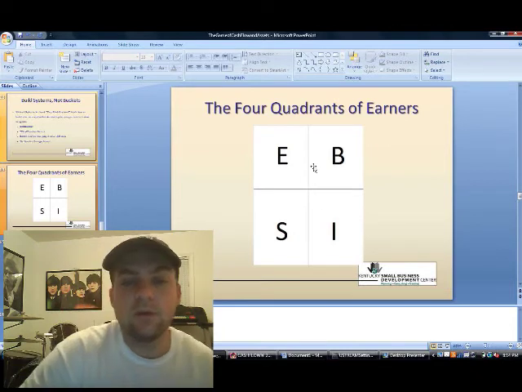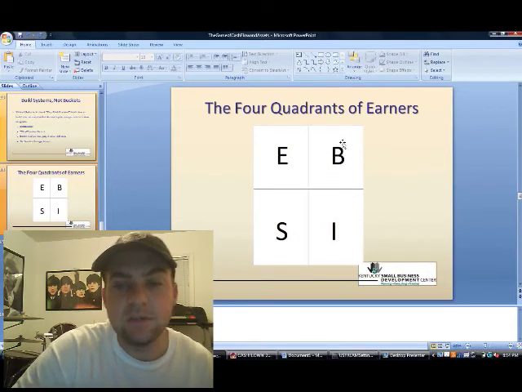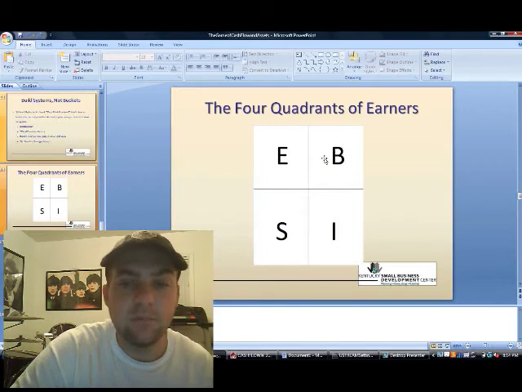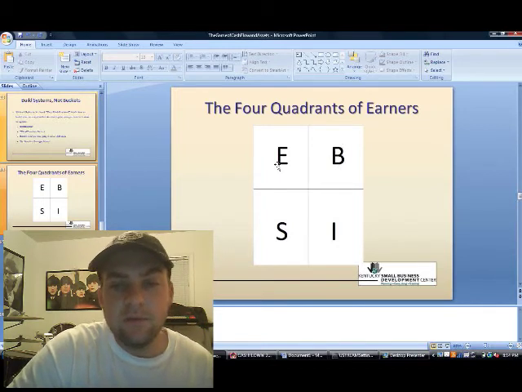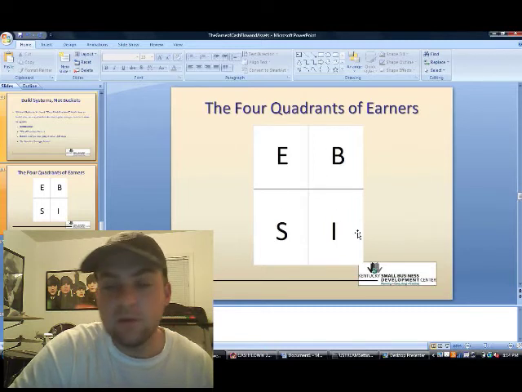And these are the 4 quadrants of earners. When we talk about systematizing a business, we're talking about being over here in the B quadrant. So we have an employee, Johnny Paycheck. We have self-employed. We have a business owner. And we have an investor. An employee gets a paycheck. They get taxed off the top. There's nothing you can do about it.